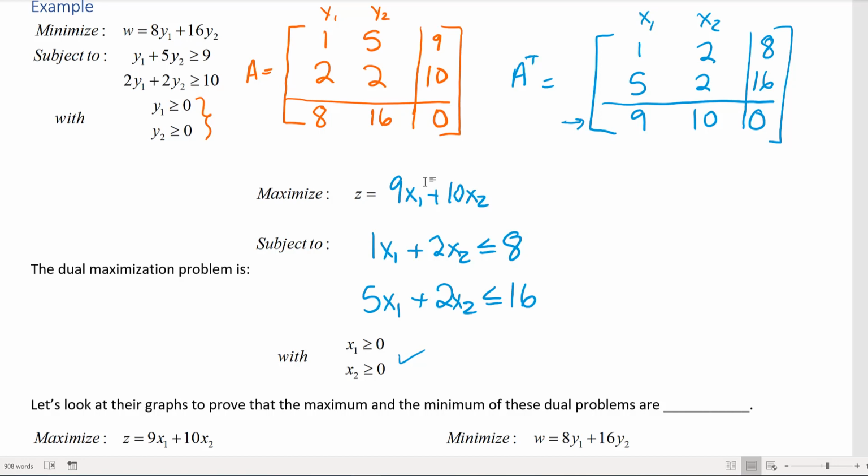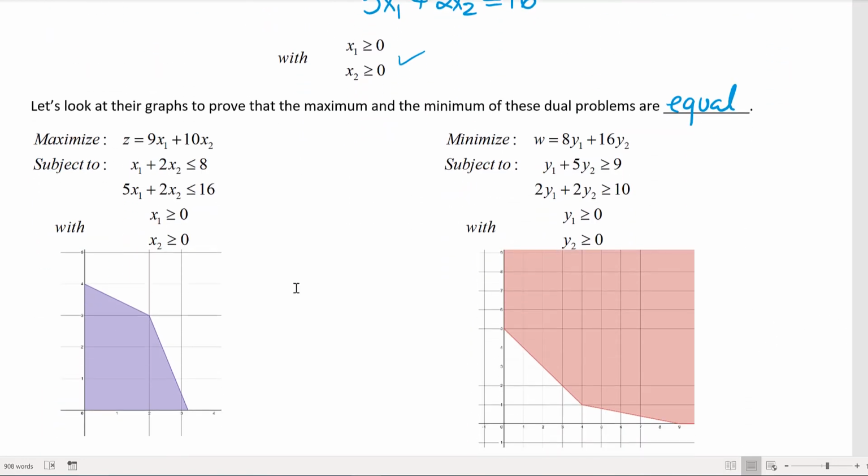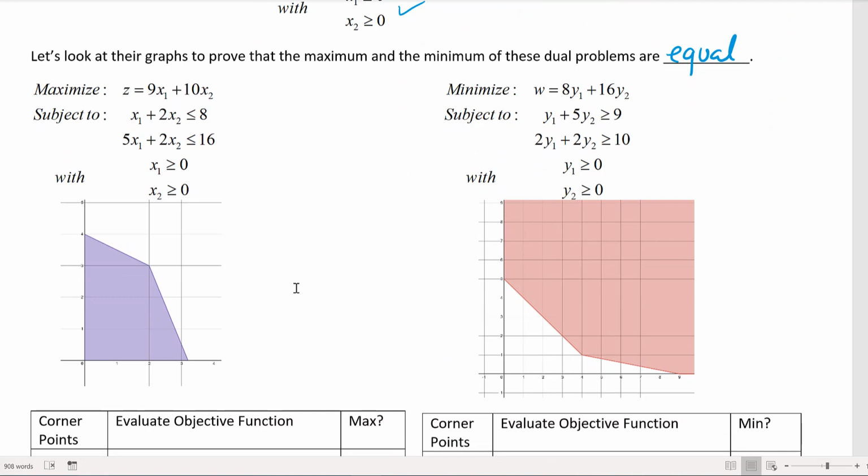in the next page. But before I get to that, I want to show you that they are going to be the same solution to the minimization problem and maximization problem by doing the solutions graphically, like we did in the previous chapter. So I want to look at their graphs to prove that the max and the min of these dual problems are truly equal. So although this isn't a normal step for this section, I'm trying to prove to you that this method is really going to work. Now I'm not going to take any time to actually graph them. I did that for you.